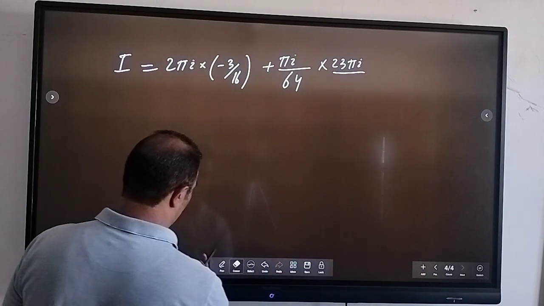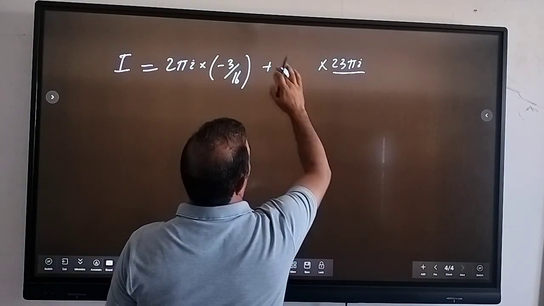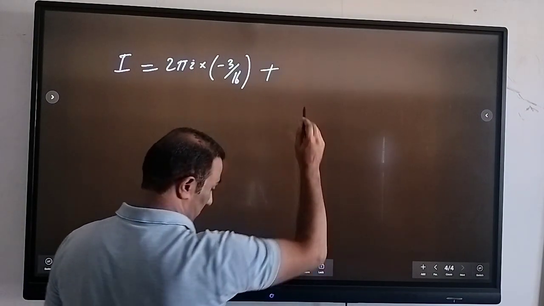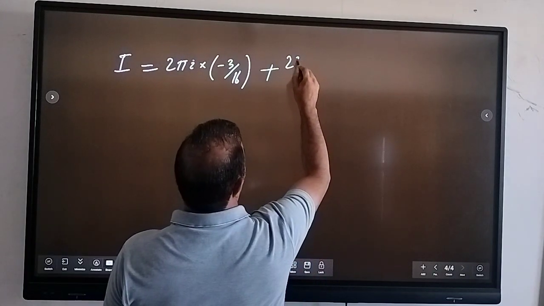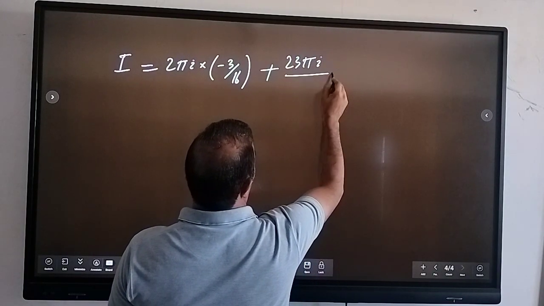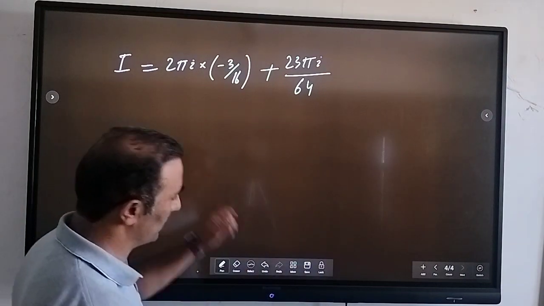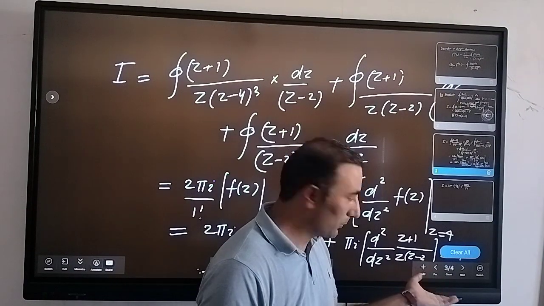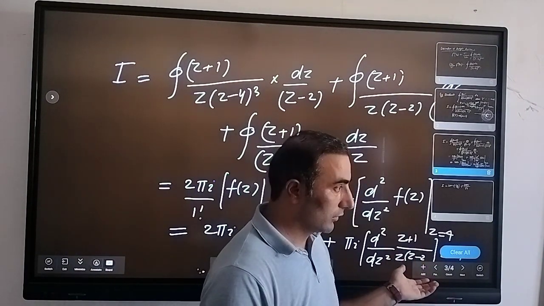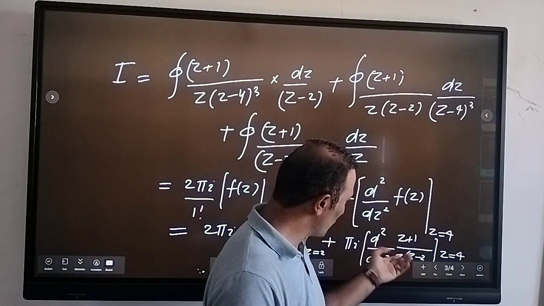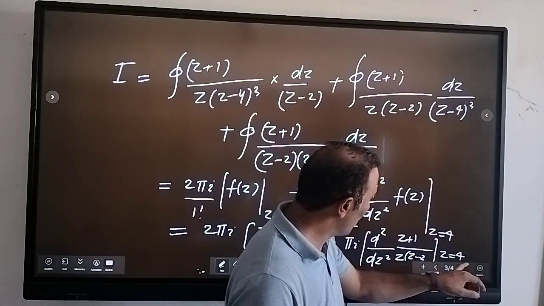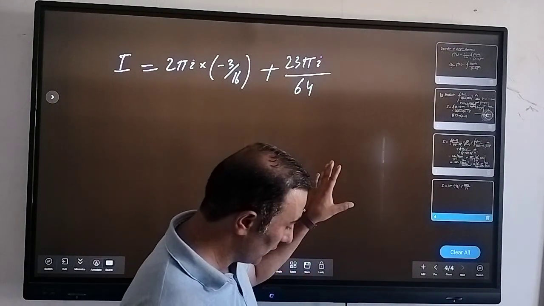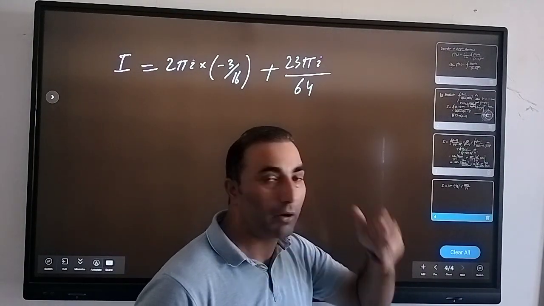Sorry, so this term doesn't remain here, so we write it this way. So plus 23 pi i by 64. So this is the value of this integral. So let us go back. So यहाँ पे मैंने क्या किया? You need to differentiate it twice. So using that rule, you can differentiate this twice, then you put z equal to 4. And the value of this integral comes out to be 23 pi i divided by 64. So this is how you can calculate such kind of problems while you have higher order derivatives.